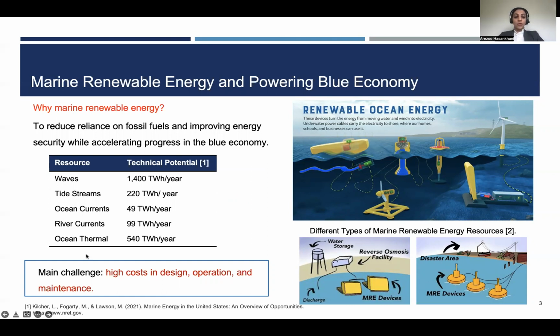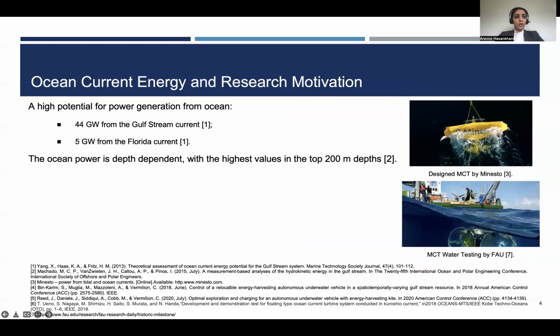But the main challenge for this system is the high cost in design, operation, and maintenance. So we need some mature research in this area. Specifically for the ocean current energy, I should mention that there is a high potential for power generation from the ocean, such as 44 gigawatts from the Gulf Stream current and 5 gigawatts from the Florida current.